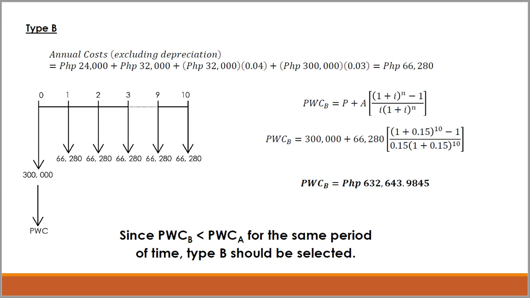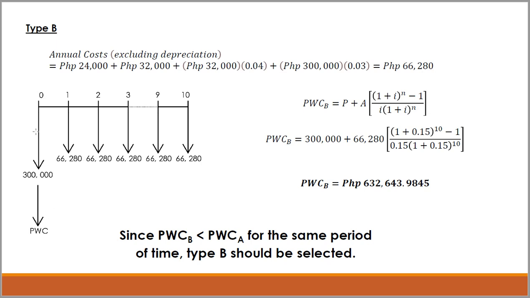So for type B, the same procedure. We're going to solve for the annual cost of type B excluding the depreciation. Okay? So this is our annual cost, it's 66,280. Okay, and this would be the cash flow diagram.